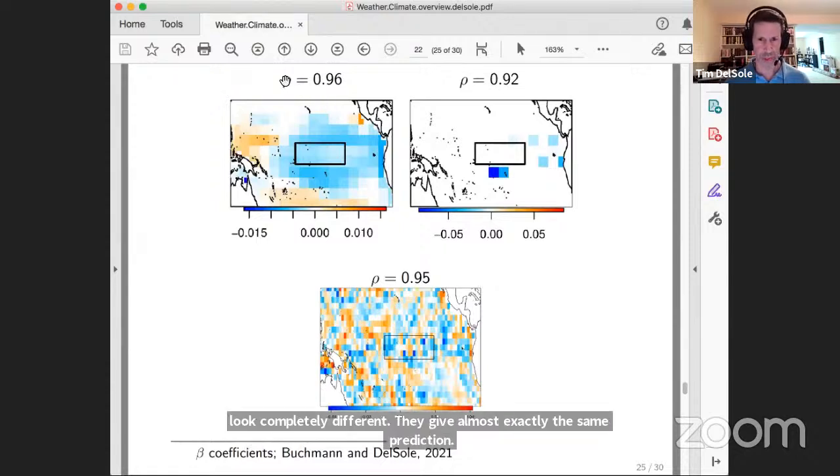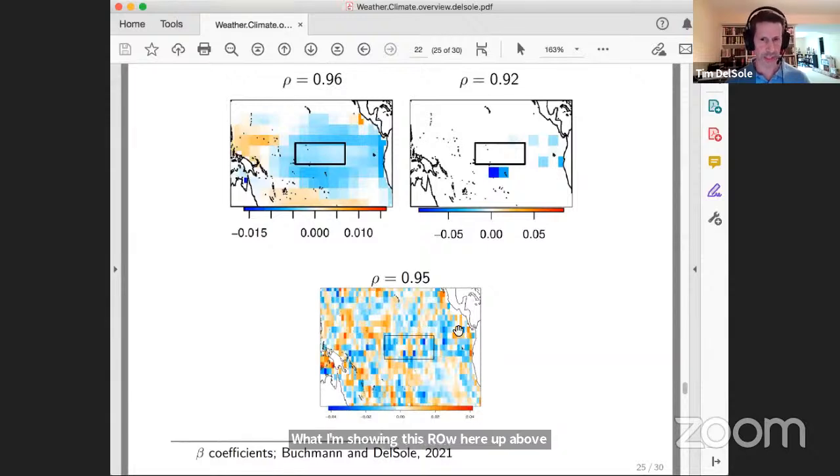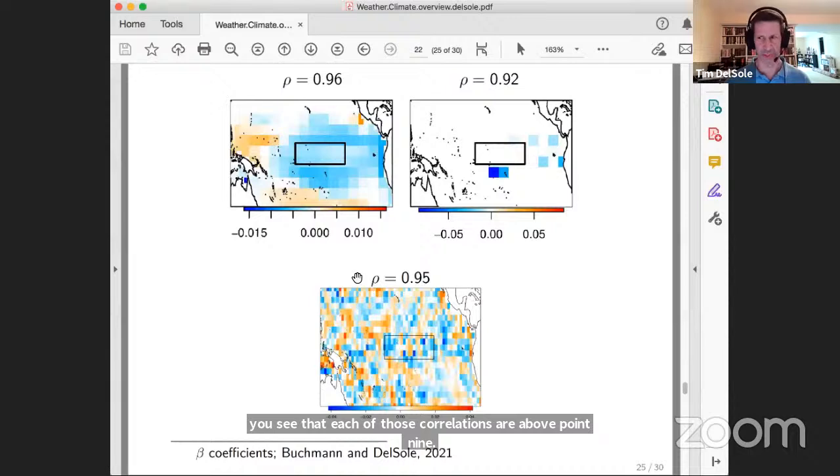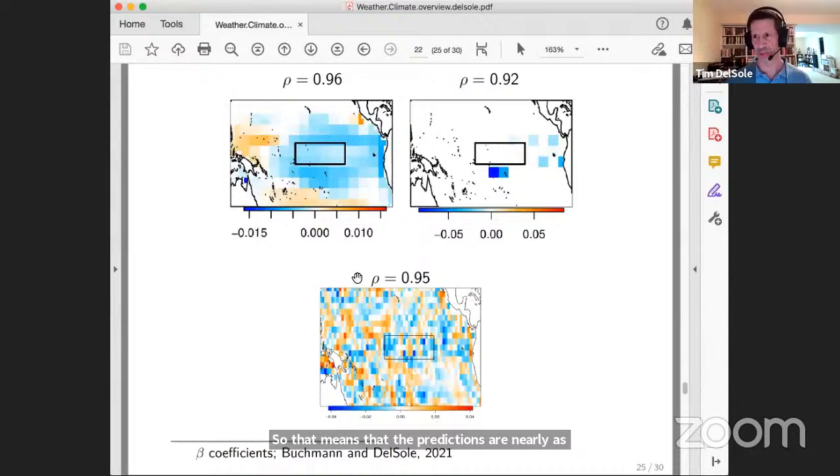What I'm showing in this row up above each figure is the correlation between the prediction based on these coefficients and the NINO 3.4 index, which is the average SST, average ocean temperature within this box. And you see that each of those correlations are above 0.9. So that means that the predictions are nearly identical to the NINO 3.4 index, which climate scientists have known for 30 years. Yet the regression coefficients look very different.